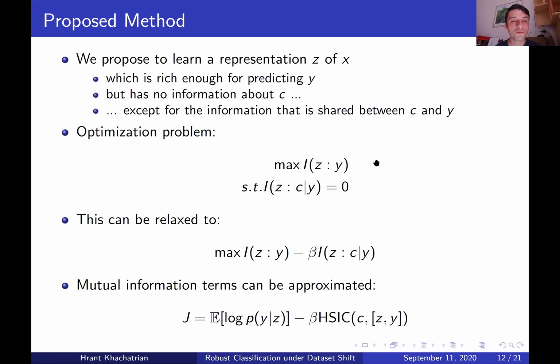And this can be formulated as an optimization problem. We want to learn representation Z which has a lot of mutual information with Y, and mutual information was defined in Hrant's slides. I don't repeat that. And we also want to make sure that the conditional mutual information is small, so if we have information about Y, there should be no more mutual information between Z and C.